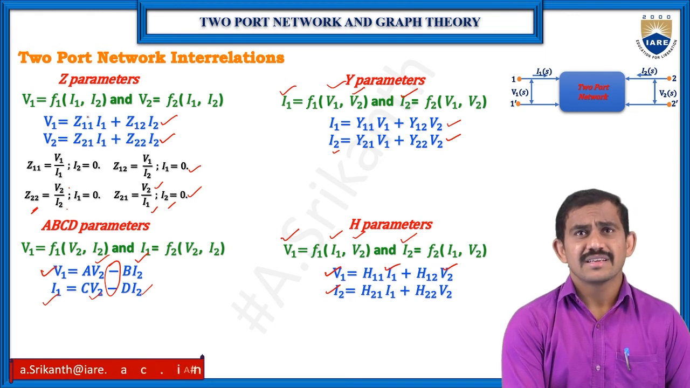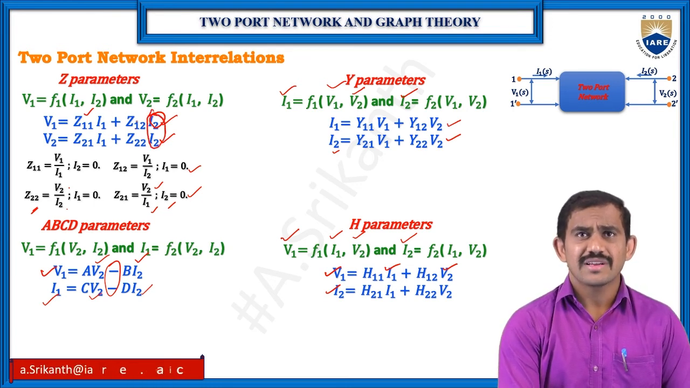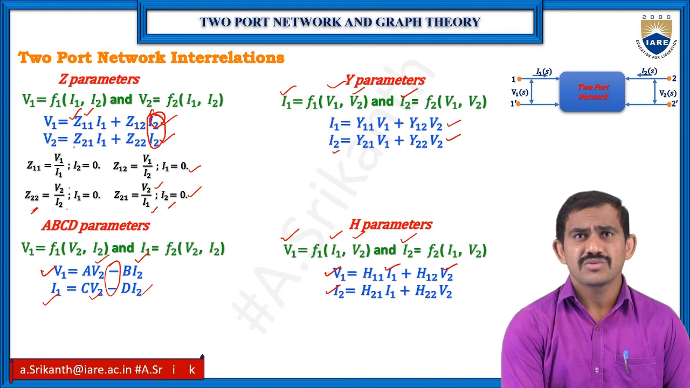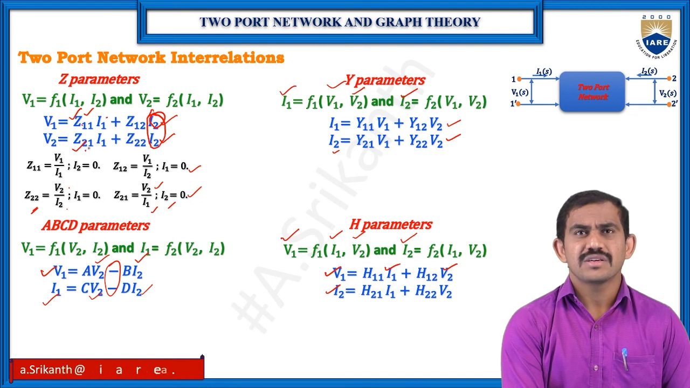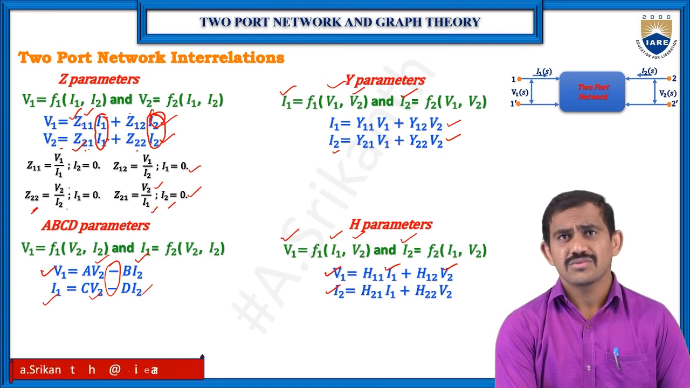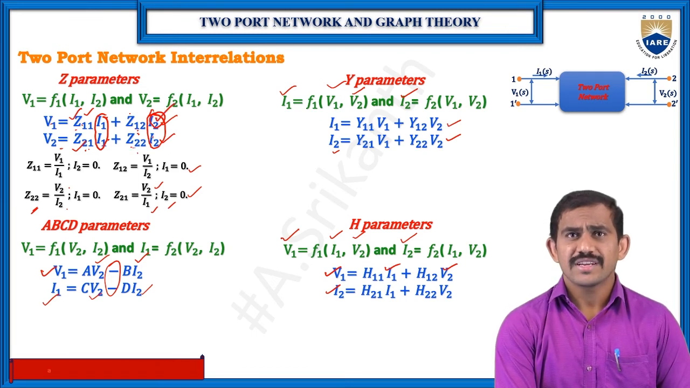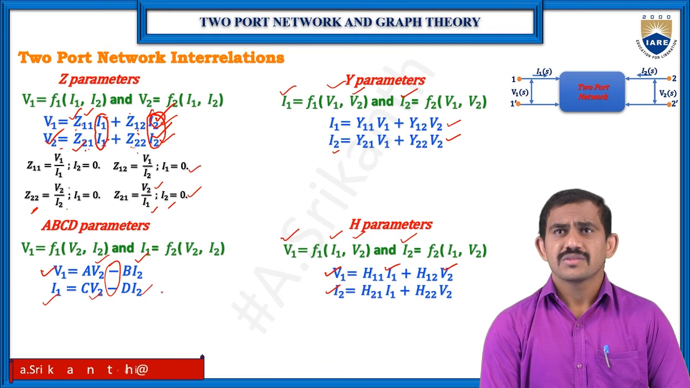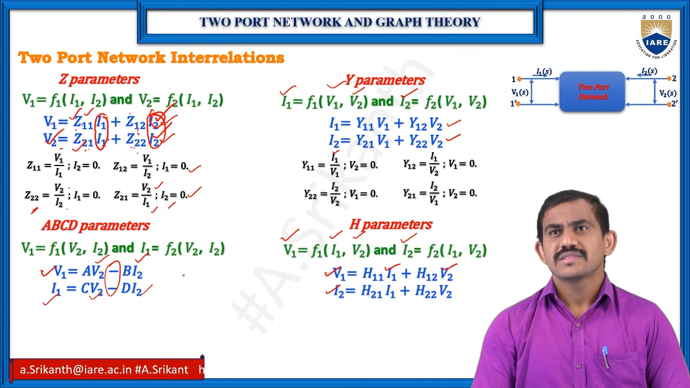So here I want the Z11 value. When I2 is 0, I will get the Z11 value and Z21 value. So Z11 is V1 by I1, Z21 is V2 by I1. If I1 is 0, so the primary side is open, then I will get the Z12 and Z22 values. So Z12 is V1 by I2 and Z22 is V2 by I2. Same as your Y parameters.